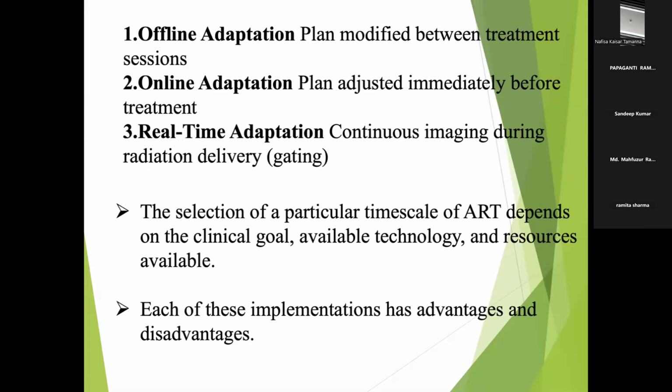So offline adaptation, as we all know, is where the plan is modified between the treatment sessions. Online adaptation is done where the plan is adjusted immediately before the treatment. And the last one is real-time adaptation. It uses continuous imaging during the radiation delivery, such as gating and all. So the selection of a particular time scale for adaptive RT depends on the clinical goal, available technology, and resources available. Each of these implementations has advantages and disadvantages.